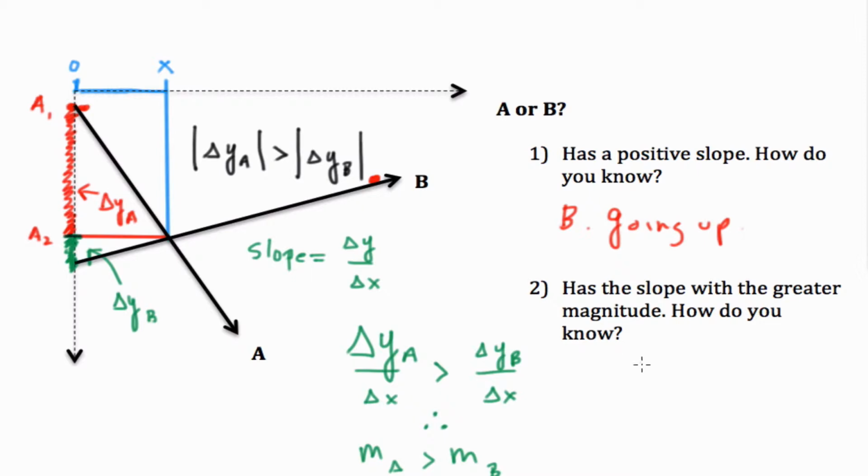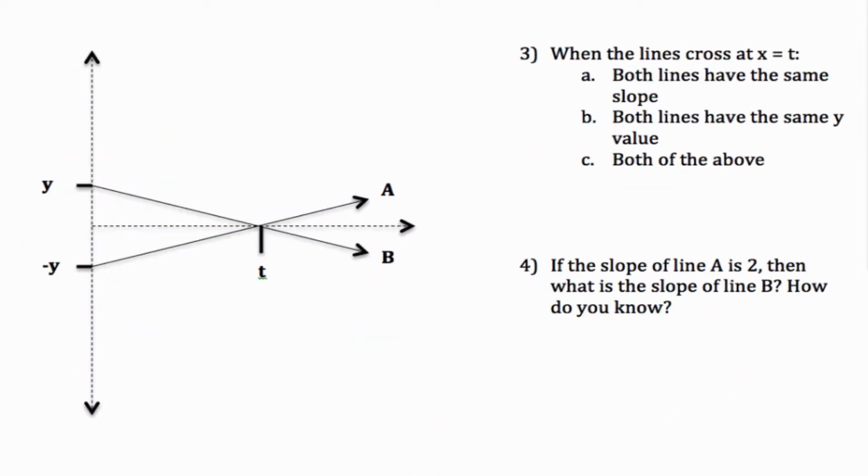But for number 2, if you just said A has the greater slope because it's steeper, that would be wonderful. So here's a new graph, and you're asked in number 3, when the lines cross at x equals t, what can we conclude about them? Choice A says they both have the same slope, and no, we can't conclude that. Why can't we conclude that?